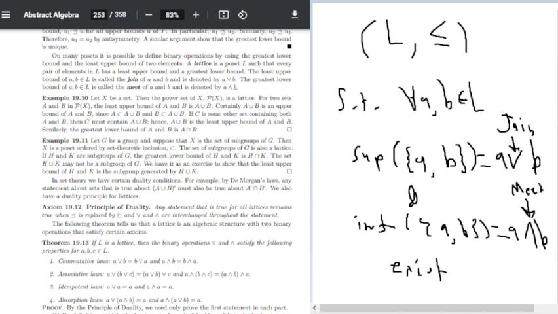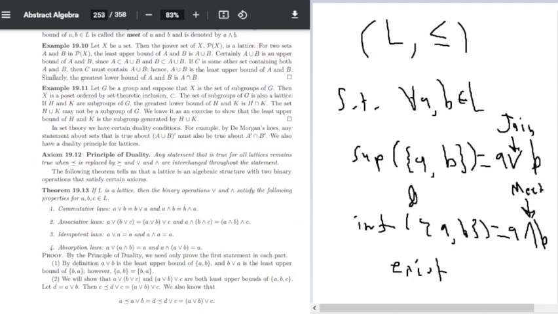Hence, A union B is the least upper bound of A and B. Similarly, the greatest lower bound of A and B is A cap B. So you can think of this as joining the elements of A and B, which is why we call it the join, and this is meeting the elements of A and B, which is why we call it the meet.